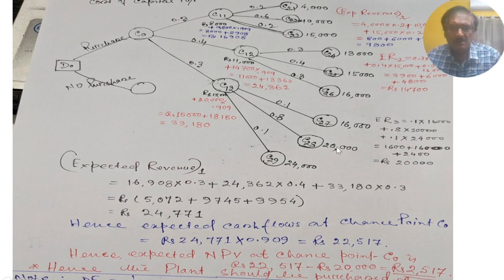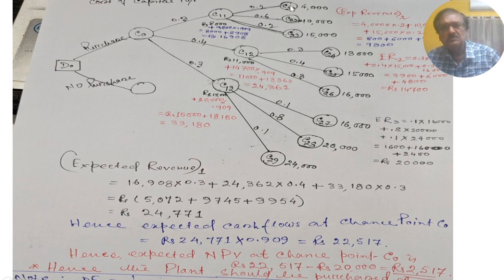Now how will we solve the problem? Okay, how do we start? We will start from the end point, from the last point. First I am calculating the expected cash inflows for this option of this second year. How will we find out the expected revenues or expected cash inflows after the second year for this option?